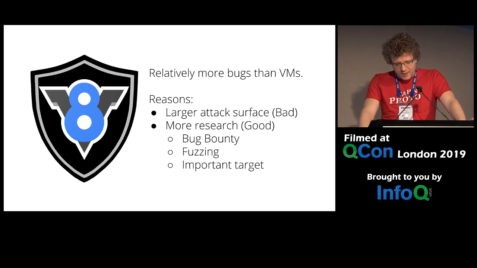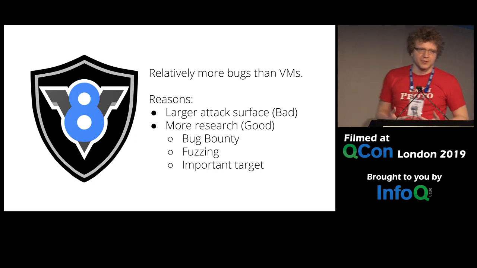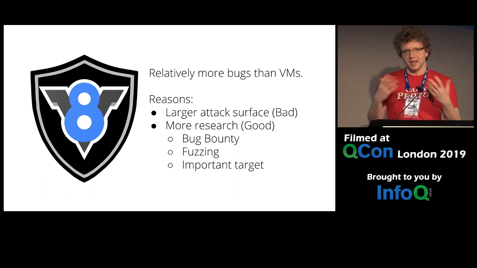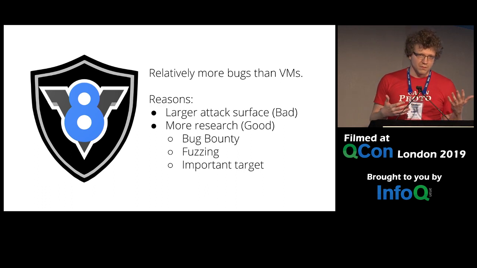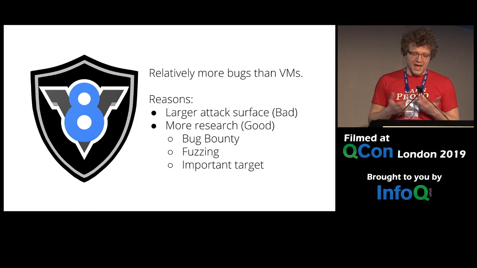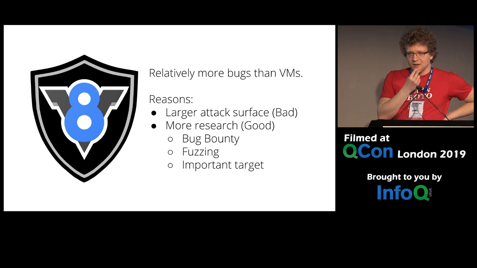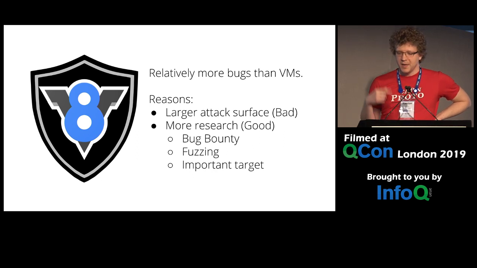The frequency of bug reports in V8, there's kind of two ways to look at it that could make it bad or good. V8 has relatively more bugs reported against it than virtual machines. So that's bad because it's showing that there's a larger attack surface, there's more things to attack. But there's also a good side to this, which is that it means that there's a lot of research being done. And actually, the vast majority of V8 bug reports that I have access to before the rest of the world, I look at them, and almost every single one of them is found by V8's own fuzzing infrastructure. It's found by Google, essentially.